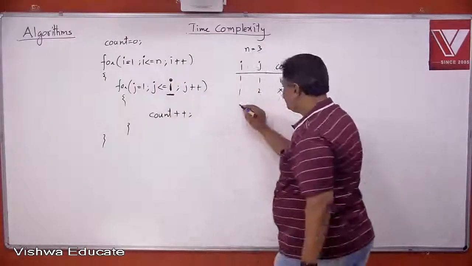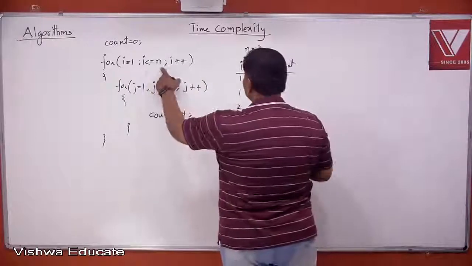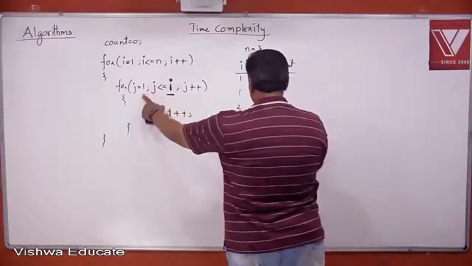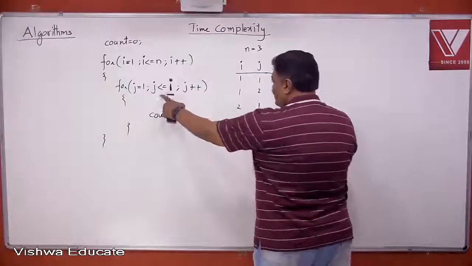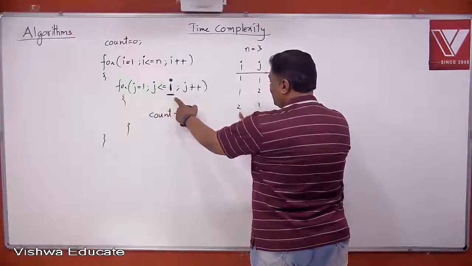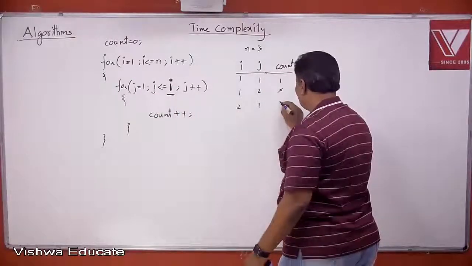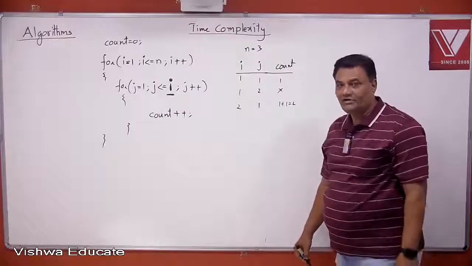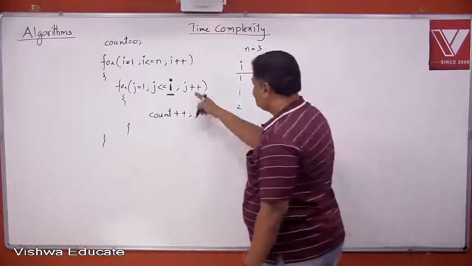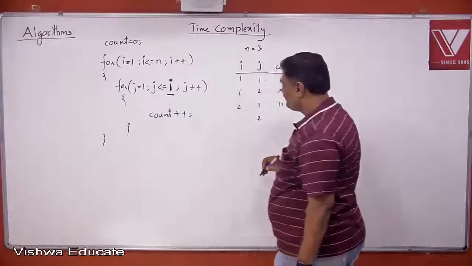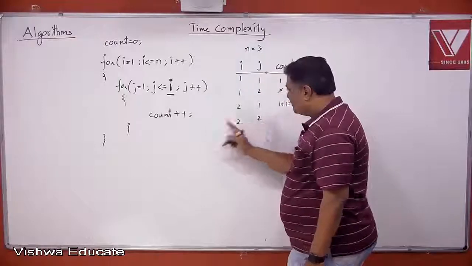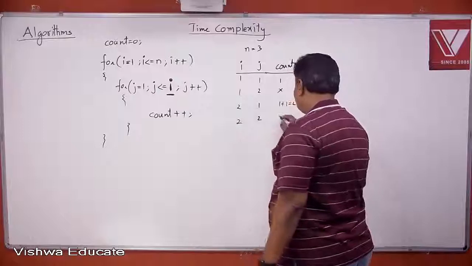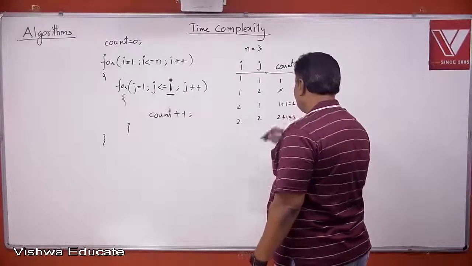i plus plus. i becomes 2. 2 is less than or equal to n. n is what? 3. Yes. Enters inside. j is 1. j is less than or equal to i, that is 2. Yes. Count plus plus. So count becomes what now? 2. 1 plus 1, 2. Count became 2. Then j plus plus. j becomes 2. And i is 2. 2 is less than or equal to 2. Yes. So again count plus plus. So this becomes 2 plus 1, that is 3.